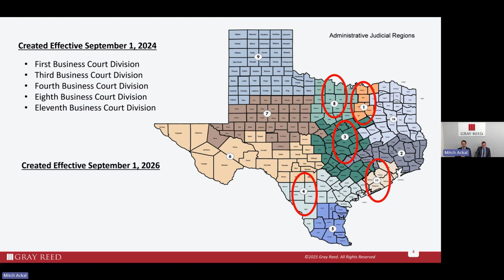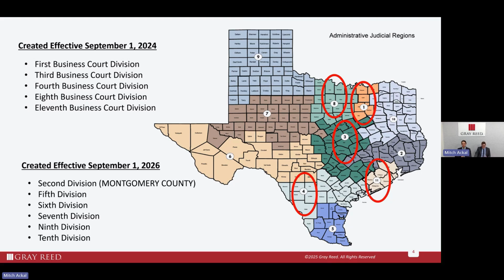The other 6 divisions are supposed to become effective September 1st of next year, 2026. The 2nd, 5th, 6th, 7th, 9th, and 10th. And those track the administrative judicial regions that were already in existence prior to this legislation.